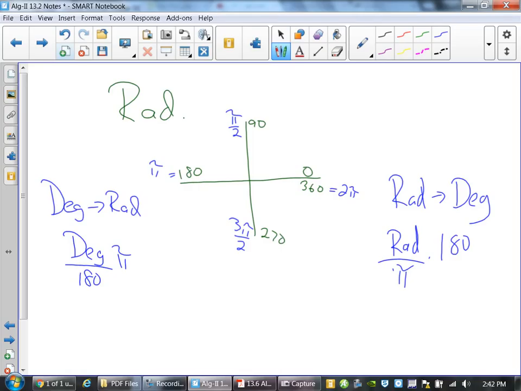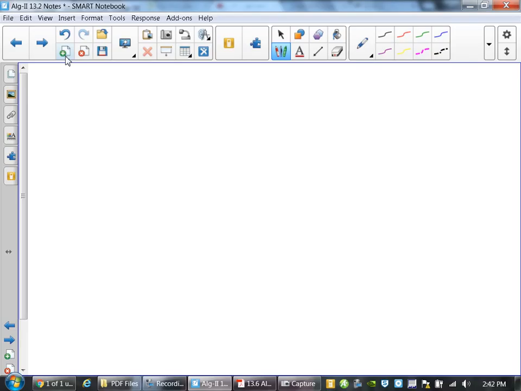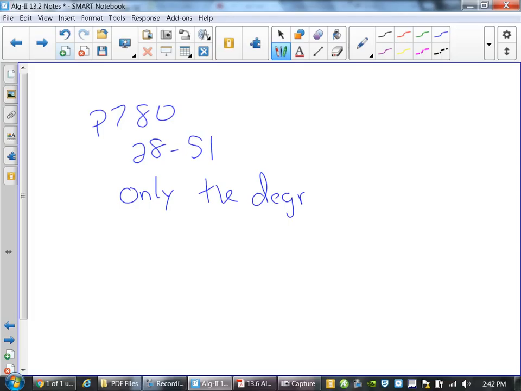What I want you guys to do tonight: the problems themselves are a mixture of radians and degrees. So this is on page 780, problems 28 to 51, only the degree problems. If there's a pi in it, don't do it.